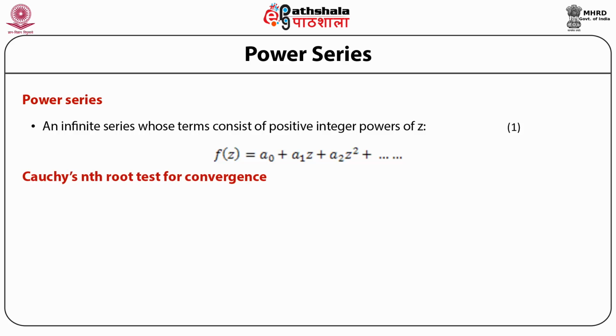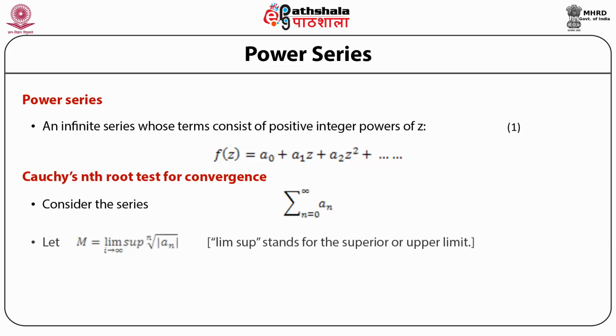Cauchy's nth root test for convergence. Consider the series summation n equals 0 to infinity of an. Let m be equal to the superior limit, as n tends to infinity, of the nth root of mod an. The root test states that if m is less than 1, then the series converges absolutely. If m is greater than 1, then the series diverges, and if m is equal to 1 and the limit approaches strictly from above, then the series diverges.